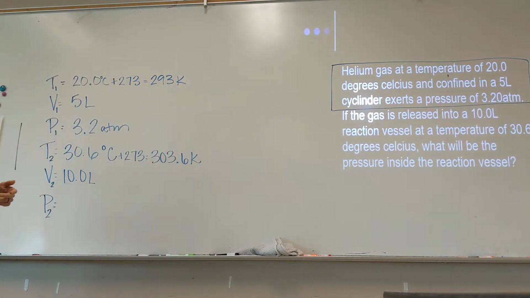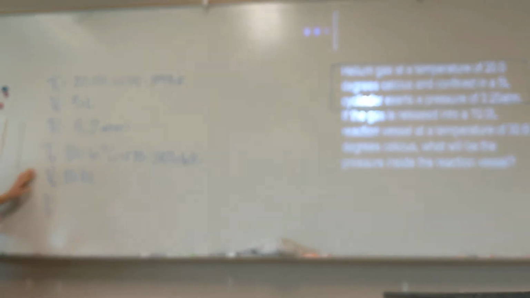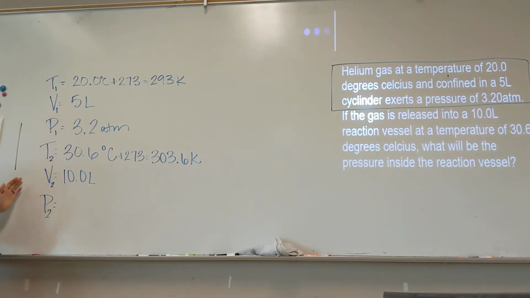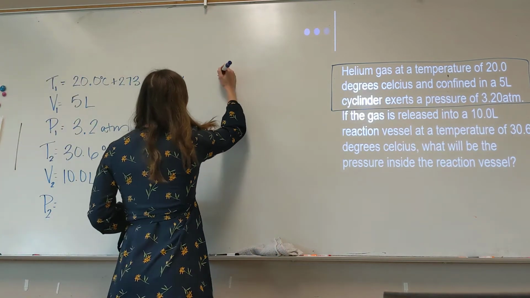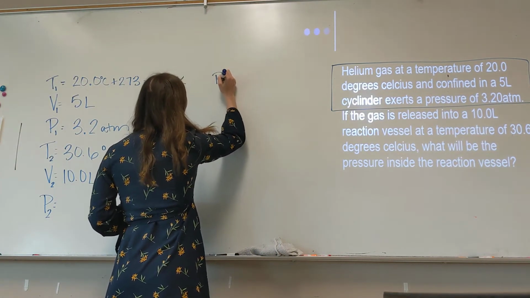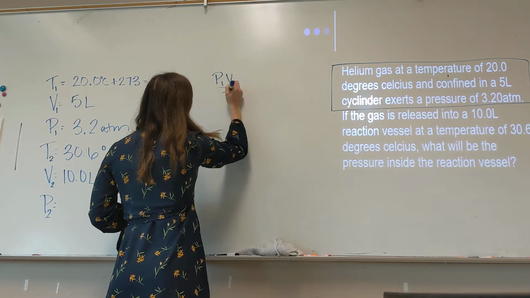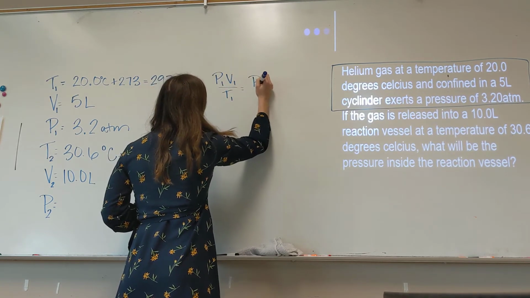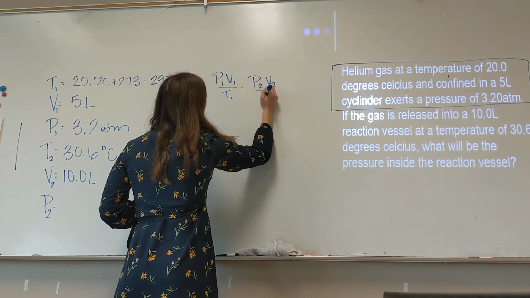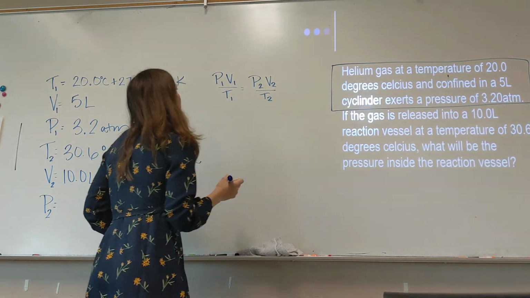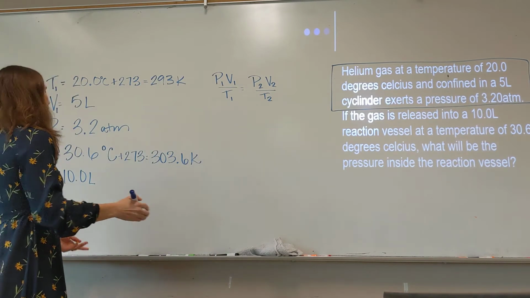All right. Now, one major way that I can tell that this is a combined gas law problem is that I have 5 variables, and they are all changing. So I can write down my combined gas law equation: P1 V1 over T1 is equal to P2 V2 over T2. All right, I am solving for P2.